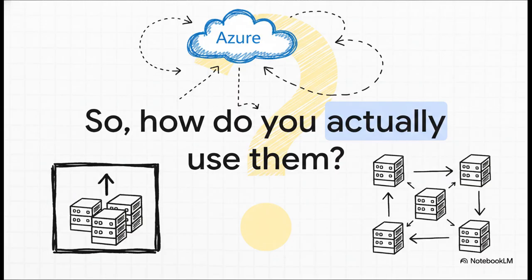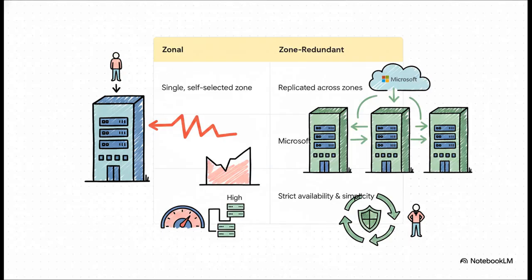Let's break that down. This chart really lays it all out. So with a zonal deployment, you're in the driver's seat. You basically pin a resource like a virtual machine to one specific zone, let's say zone 1. This is awesome for apps that need super low latency, or you want all the components to be physically close to each other. But, and this is a big but, if zone 1 goes down, it's on you to handle the failover. Now, with zone redundant, Microsoft handles the whole shebang. Your service or your data gets automatically copied across multiple zones.